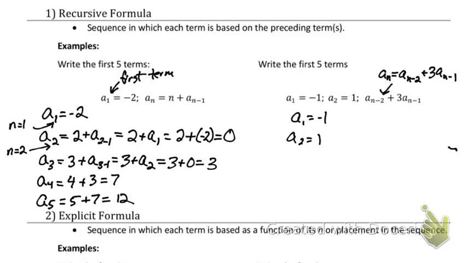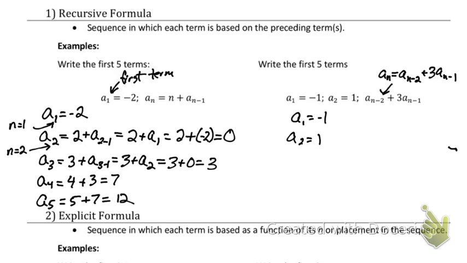Yeah. So if we're trying to find a sub 3, you're going to want to put in like a sub 2 minus 2 and then a sub 2 minus 1. If we're doing a sub 3? Yeah, if you're doing a sub 3, you put in 3 for all that. So it'd be 3 minus 2, which would be 1.